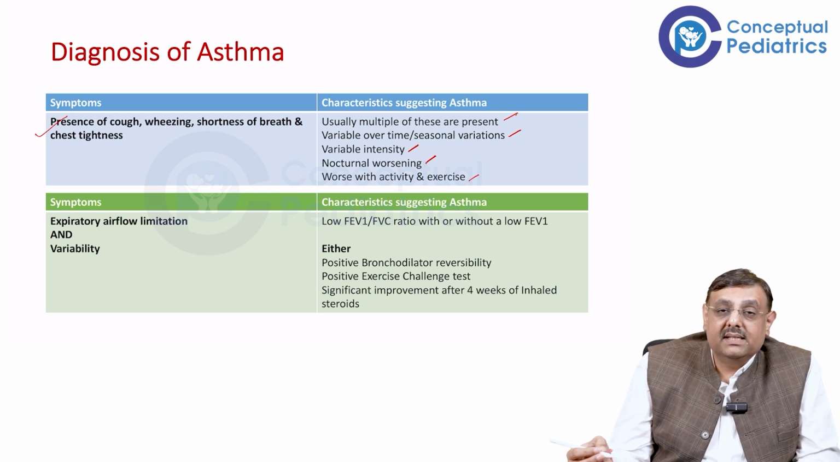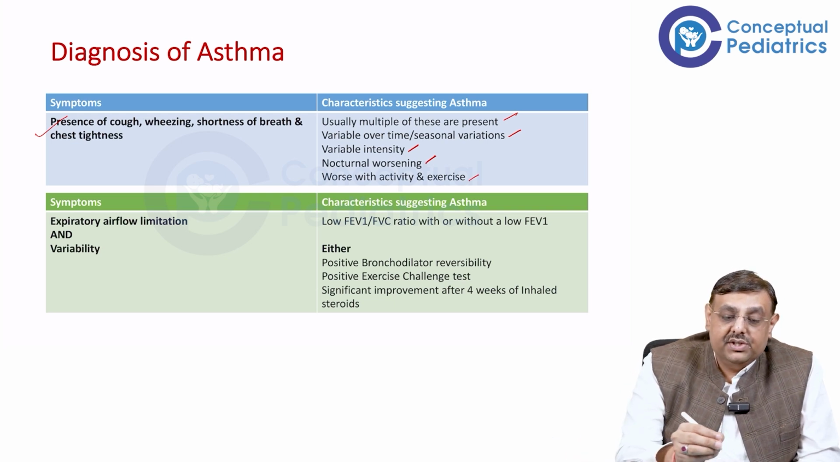But yes, asthma is an iceberg disease, and we'll talk about it. And in some situations, these symptoms may not be typical. Now, GINA also says that in addition to symptoms, you should get a lung function as well, and you should document that there is obstruction. So, expiratory airflow limitation, and this obstruction shows variability.